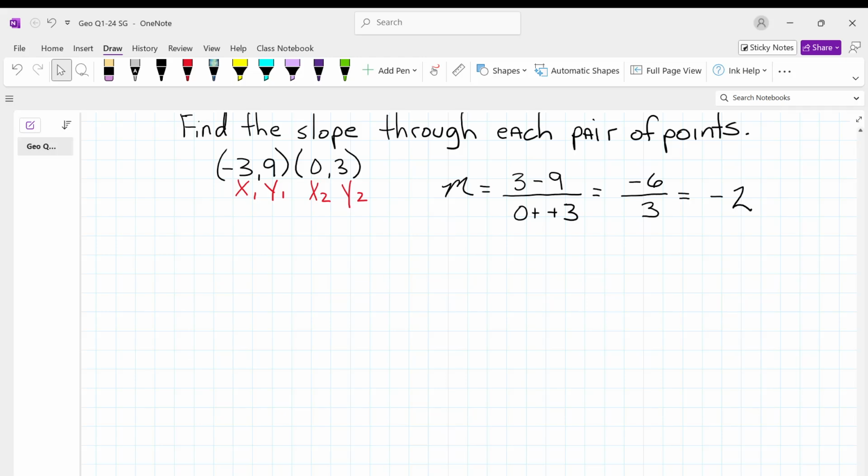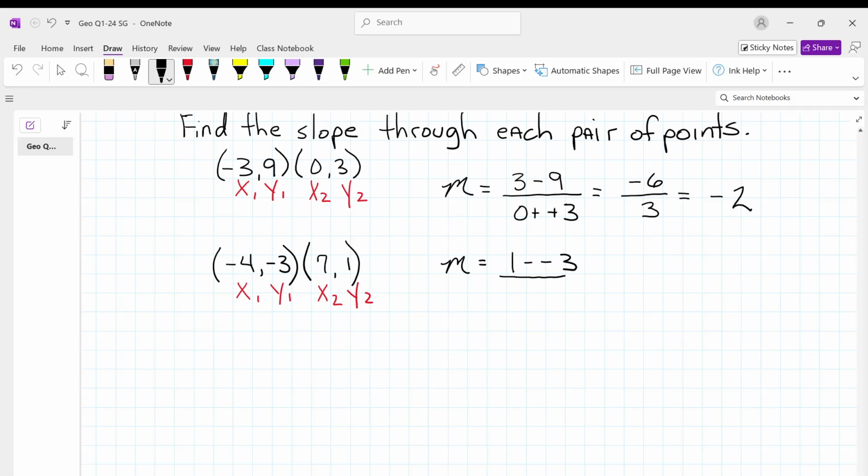We'll find the slope of a line through negative 4, negative 3, and 7, 1. So again, I would label the points x sub 1 and y sub 1, x sub 2 and y sub 2. And then substitute those values into the slope formula. So we've got 1 minus negative 3 and 7 minus negative 4.